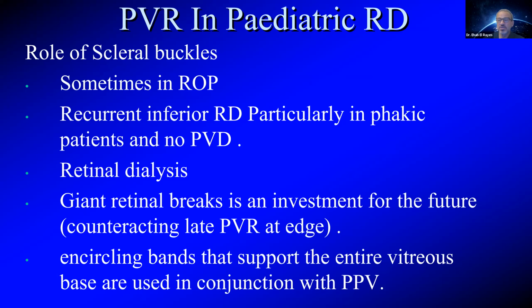This is an investment for later PVR happening later in life at the edges of the giant retinal break. The first procedure looks nice, but 2 years, 3 years from the primary procedure, sometimes you get proliferation at the edges, and that's a case that I would like to put a buckle in the primary procedure. In circulating bands, sometimes I put it in conjunction with pars plana vitrectomy.